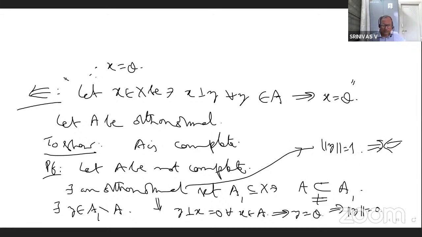Orthonormality gives norm Y is 1, since Y is in A1 and A1 is orthonormal. But we have got Y is the zero vector, so its norm is 0. So this is 1, this is 0. They are not equal. Therefore, our assumption is wrong. Therefore, A not complete is wrong. Therefore, A has to be complete. That's how we prove the sufficiency part.